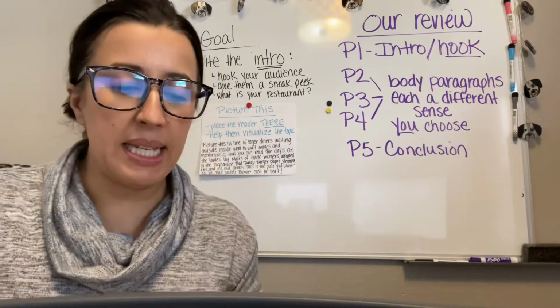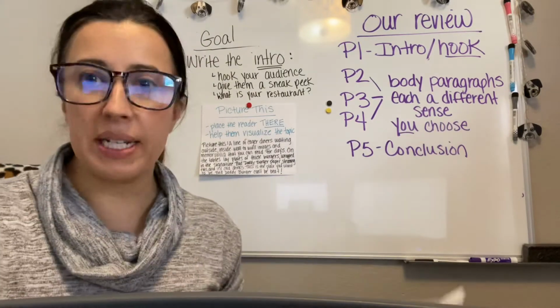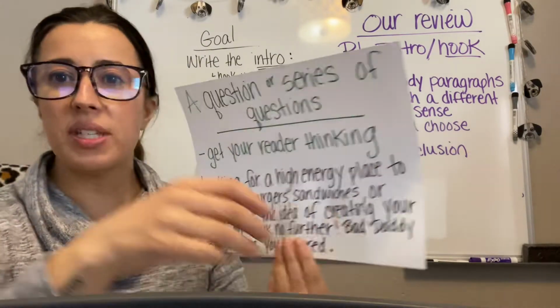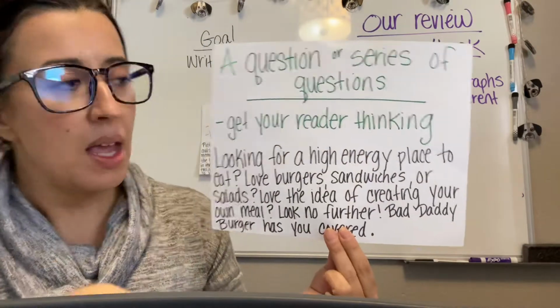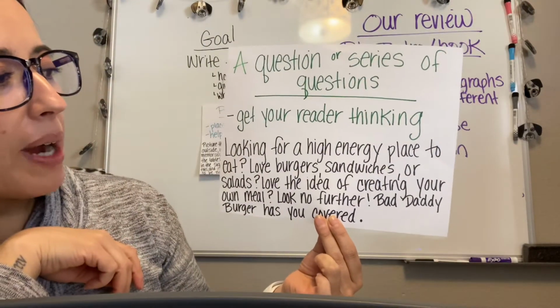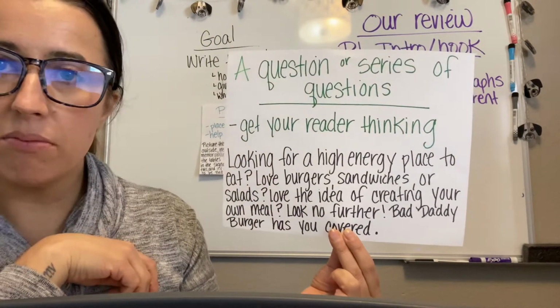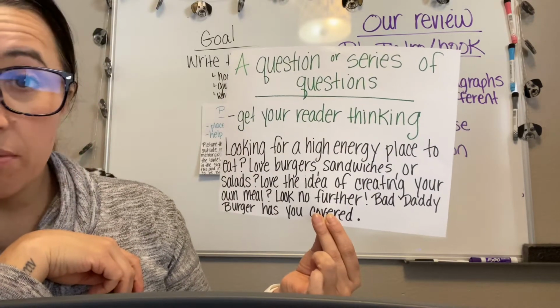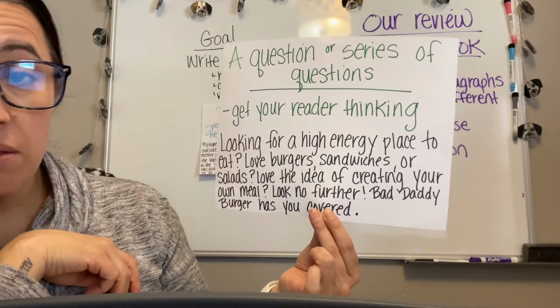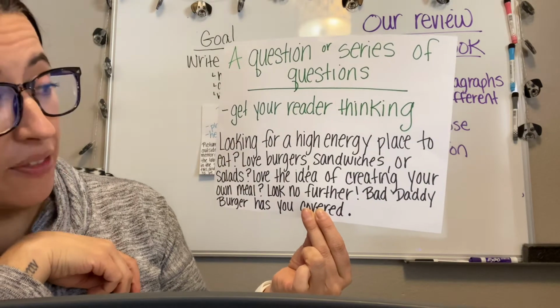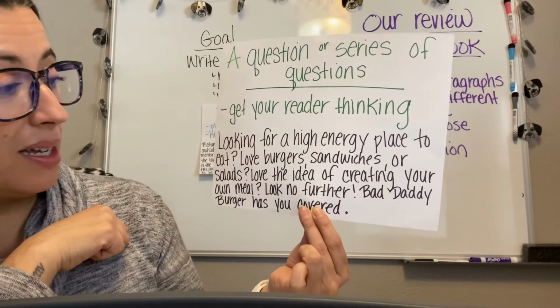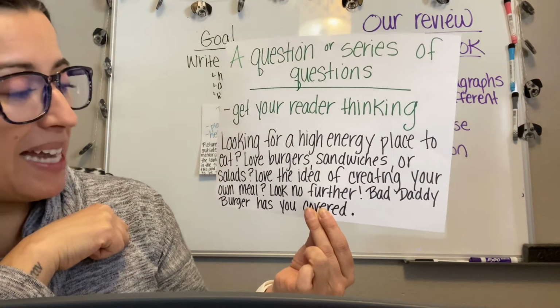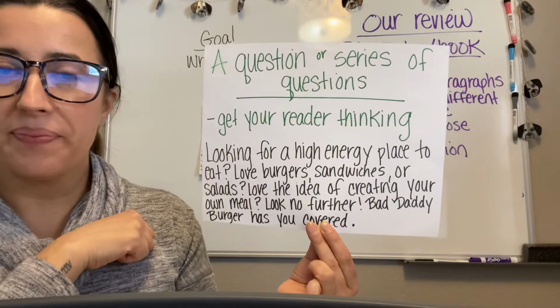Option 2 is a question or a series of questions. And this is just to get your reader thinking. So here's mine. Looking for a high energy place to eat? Love burgers, sandwiches, or salads? Love the idea of creating your own meal? Look no further. Bad Daddy Burger has you covered.